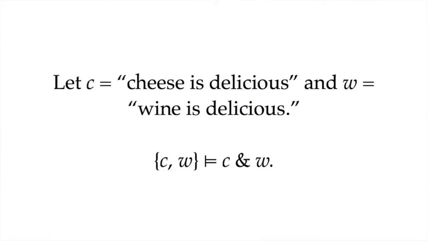And we can symbolize this argument much the same way we symbolized the last one. We let C equal cheese is delicious, and we let W equal wine is delicious. And then here's our argument. You have the two premises in the squiggly brackets, C and W, and those two statements entail the conclusion, C ampersand W. As before, since this argument is valid, it's valid no matter what the statements are. It's valid no matter what C and W stand for.